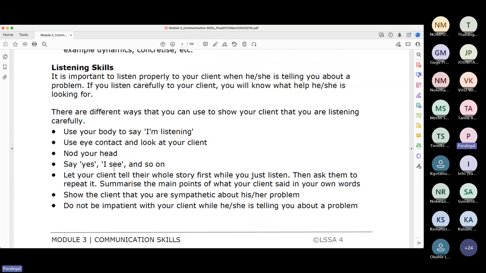Listening skills. Be attentive. This is very interesting. You see, in your book, and I'm looking at the time, we've got 4 minutes, but I'll borrow 5 minutes from you. I'll pay it back some other time.